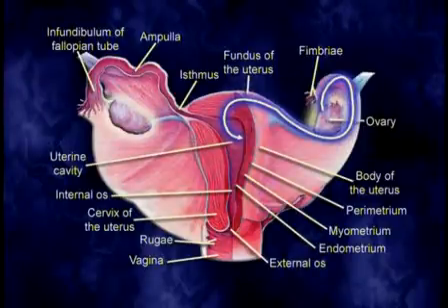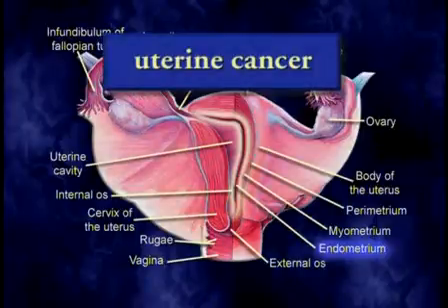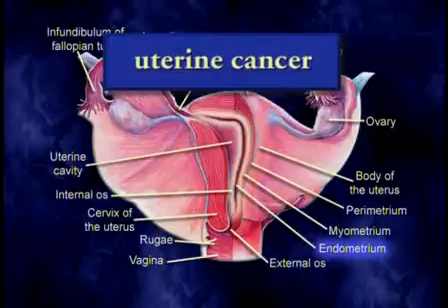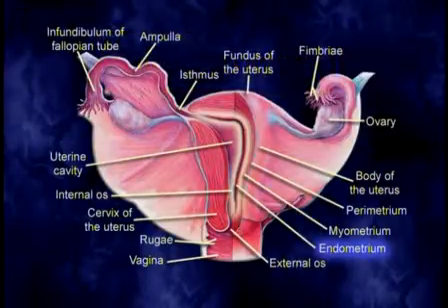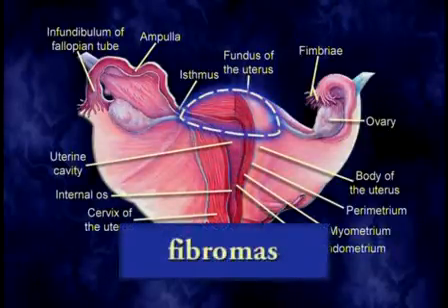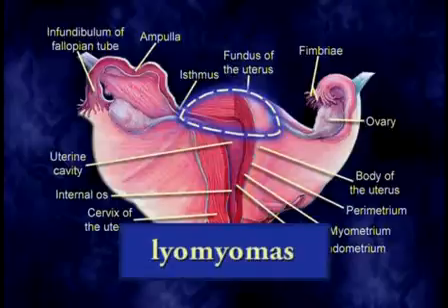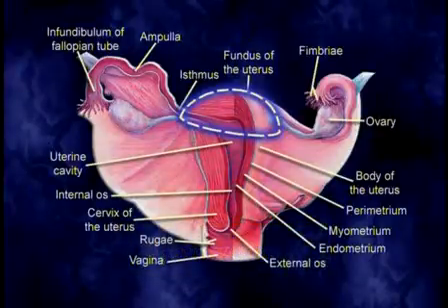There are cancers of the endometrium called uterine cancer. These are very readily cured these days with early diagnosis and surgery or radiation. We also can get benign tumors of the wall of the uterus called fibromas or leiomyomas. They're sometimes smooth muscle tumors. And these tumors are generally benign, but they cause problems by their size. They can be very big.